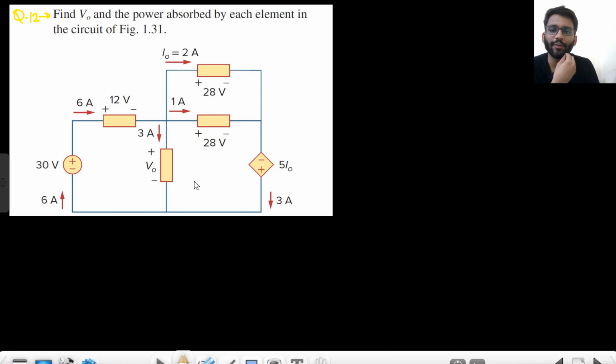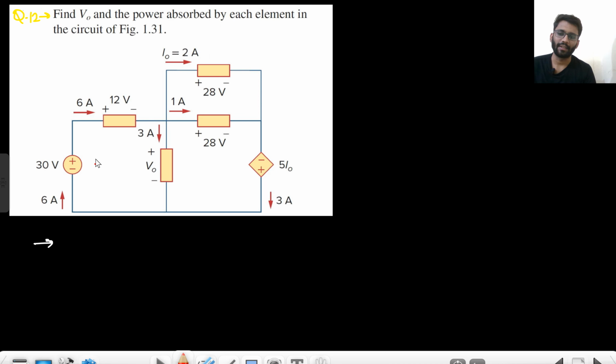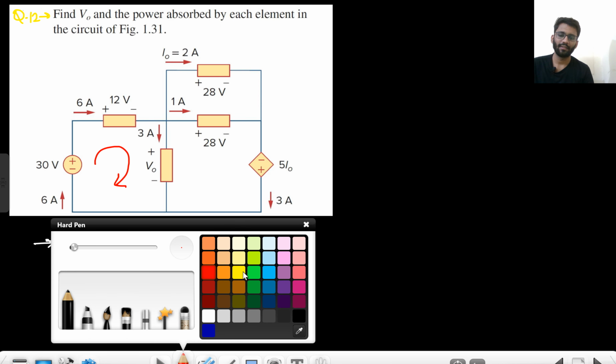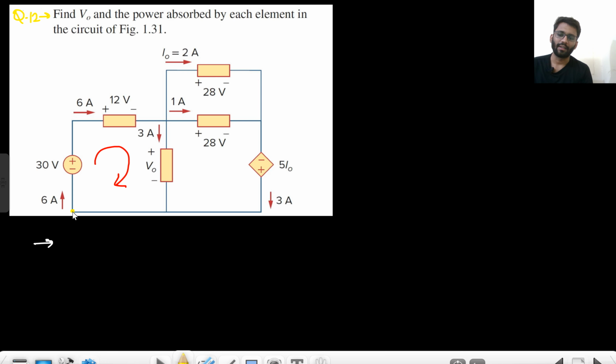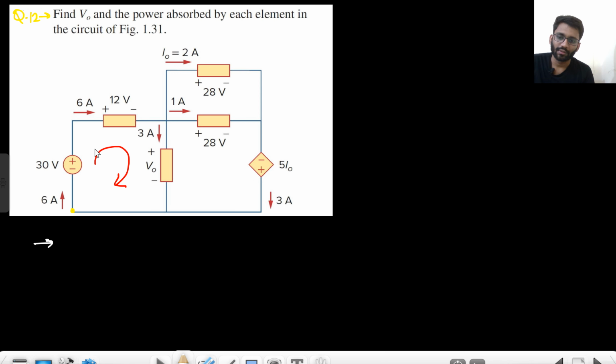You need to find the value of V naught and the power absorbed by each element. So let's find the value of V naught first. What will you do for finding the value of V naught? Just apply KVL in this loop. How will you apply? Assume any node. Let's start from here, and just move around the loop.